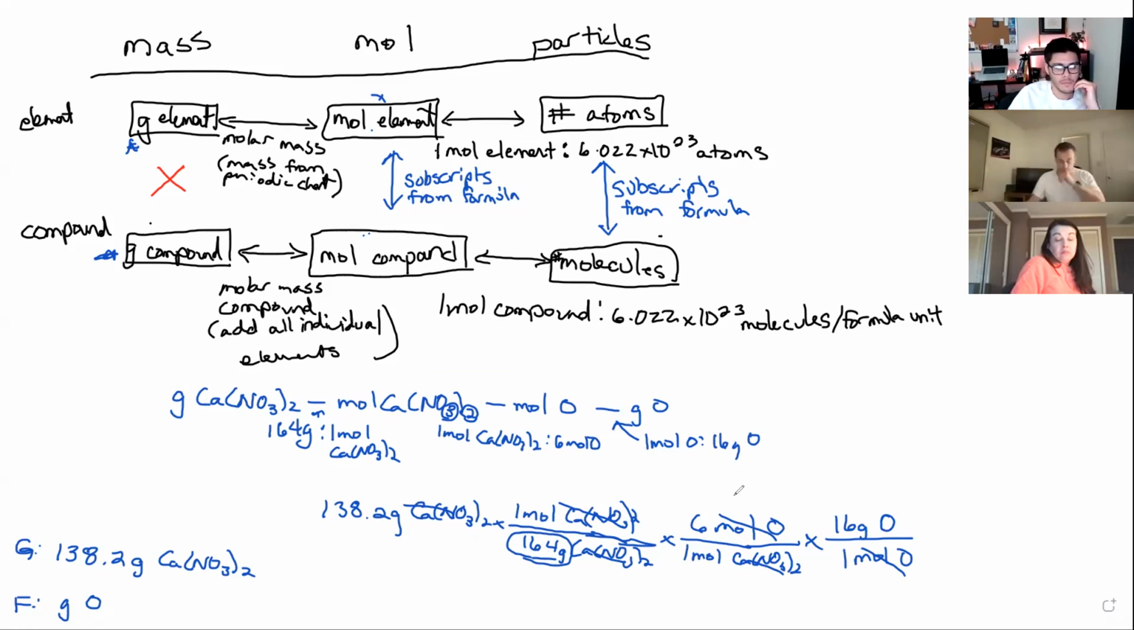So we plug this in, I get 138.2. I'm going to multiply it by anything that matters on the top, so a 6 and a 16, and then divide it by anything on the bottom that has value, 164. And I get, we have 4 sig figs, so 80.90 is what I got, grams of oxygen.